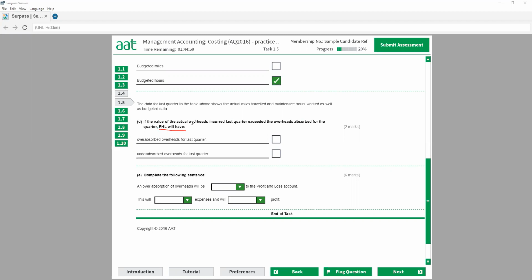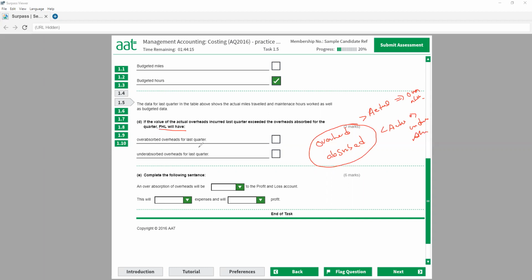Now, very, very careful with this one. We always look at how much we absorbed. So we said overhead absorbed. Now, this is overhead we absorbed. Now, if we absorbed more than actual, this will be over absorbed. If we absorbed less than actual, that means we absorb less, that will be under absorbed.